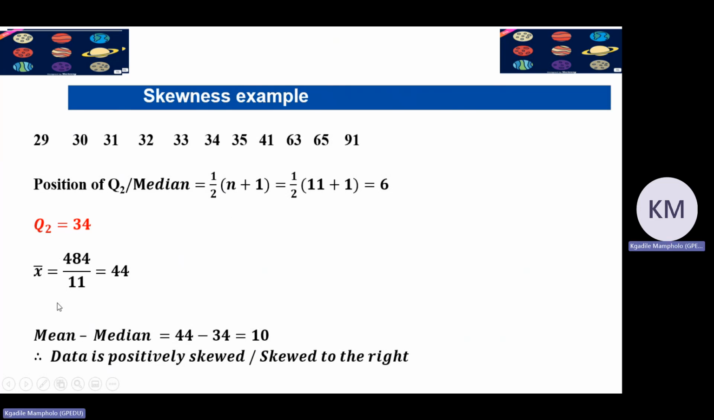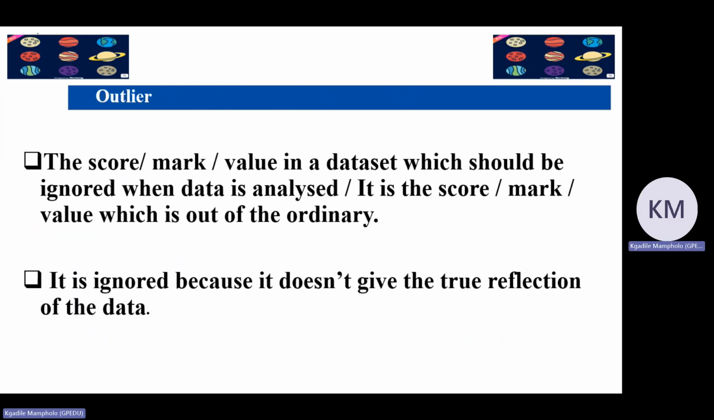And then the mean: I will add all the scores, then I added them, and the answer was 484. Then I divided by their number. They are 11, so we divide by 11, and the answer will be 44. So now we can say mean minus median. If the answer is positive, then it's positively skewed, or you can just say mean is greater than the median. If mean is greater than the median, it means data is positively skewed, or you can say it is skewed to the right.